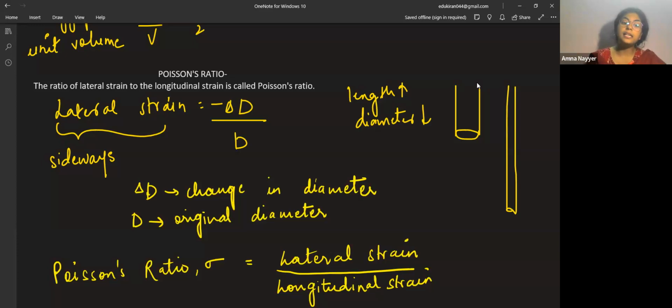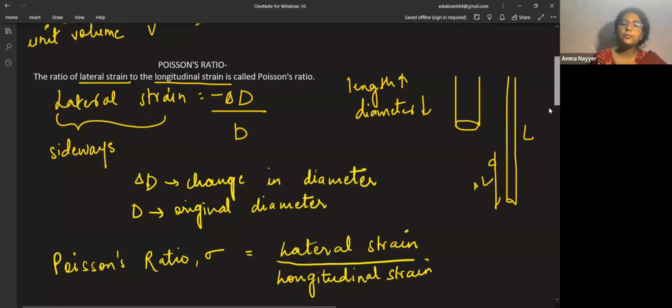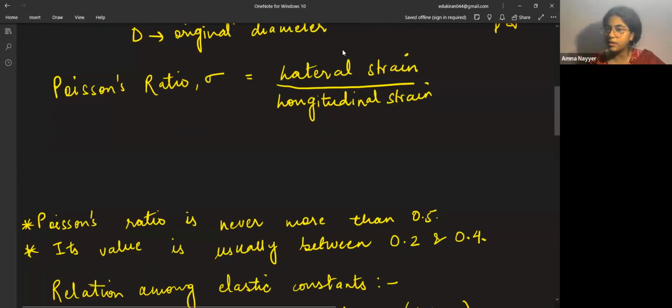Next, what is Poisson's ratio? You already know what longitudinal strain is. Lateral strain was something different, which I've told you. Longitudinal strain, you already know, is the change in length by the original length. So Poisson's ratio is basically the lateral strain divided by the longitudinal strain.